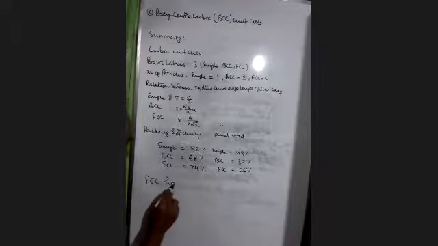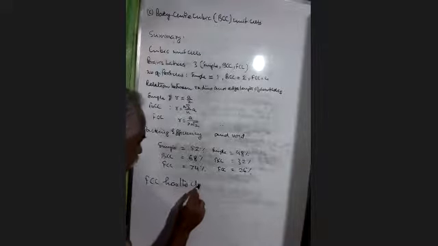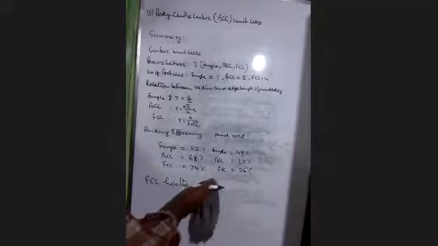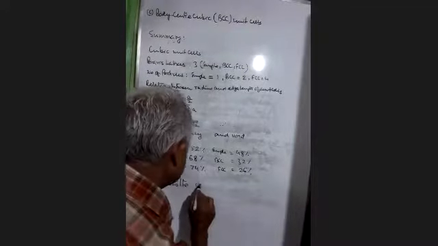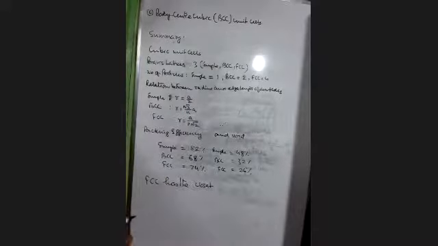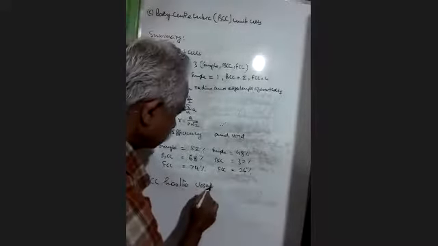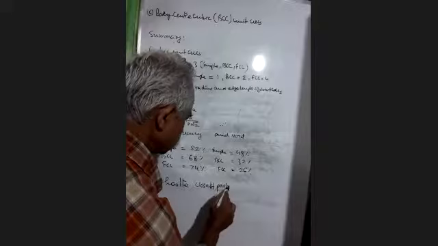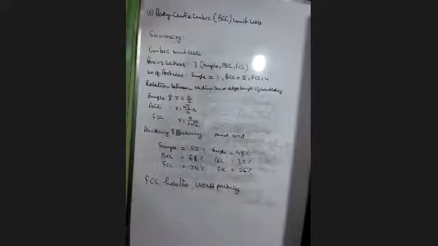FCC has the closest packing. So this is your summary. Again, I'm telling you that up to this much is essential for your numericals.